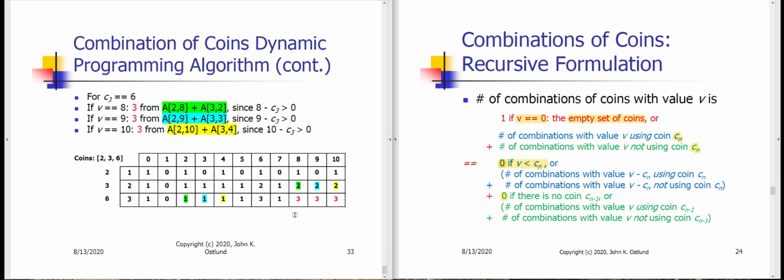And the rest of this array is filled in the same way. So, if our target value is 10, using these coins 2, 3, and 6, there are only 3 possible combinations of coins that will do that. Namely, we can use five 2s, we can use two 3s and two 2s, we can use one 6 and two 2s. Those are the only 3 combinations of coins that will enable us to produce a value of 10.